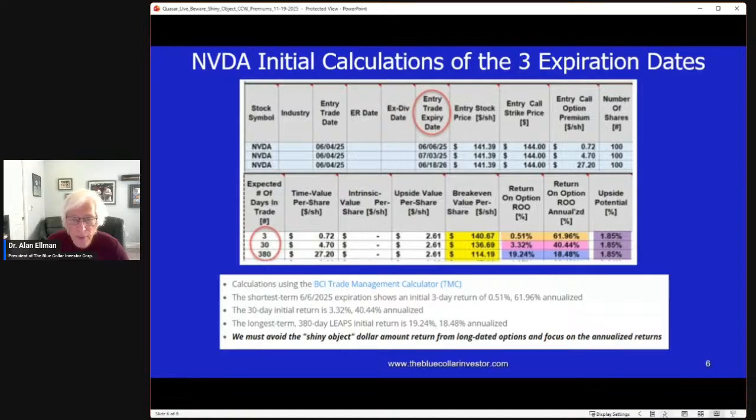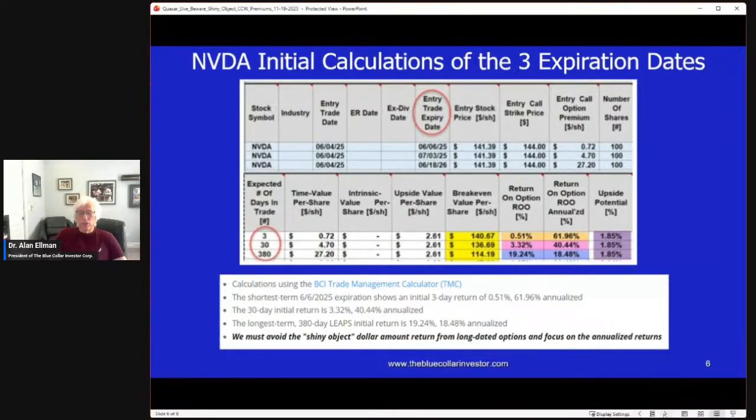Now, on the trade management calculator, in the top section, we enter the date that we're entering the trades, and you could see the expiration dates of the trades are circled in the red circle on the top. You could see 6.6, 7.3, both those are 25, and all the way out to the 6.18, 26. So those are entered. The trade entry date on the left shows June 4th. They're all entered on the same date. And you could see in the second column from the top right, we enter the premiums of 72 cents, 470, 27.20. Those are the dollar amounts.